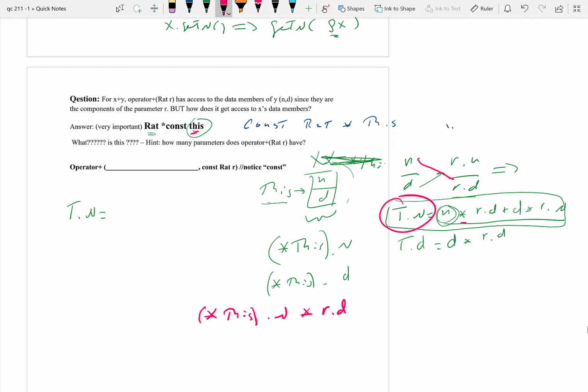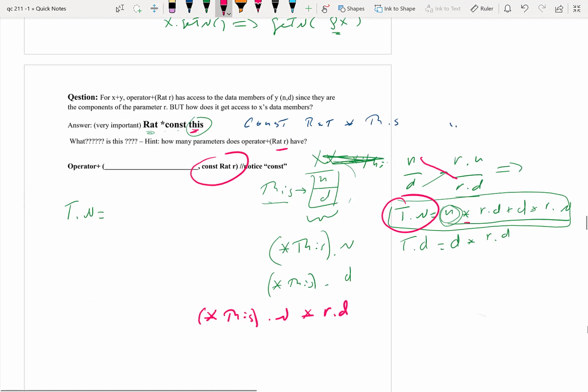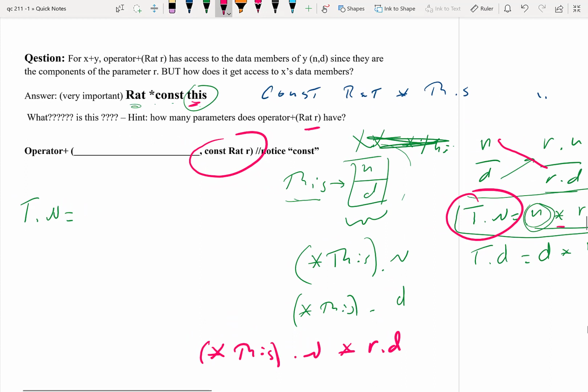Also notice another way to write this, and most of the time you'll actually find it written in the following way. I just wrote that I'm passing in a rat r, but very commonly you're going to see it written like this. You're going to see not just rat r, but const rat r. Because if I'm adding x plus y, there should be nothing in the arithmetic operation of plus that's going to cause any change in y.